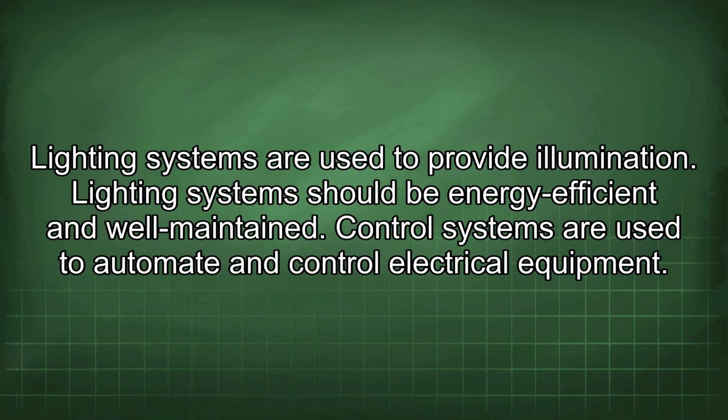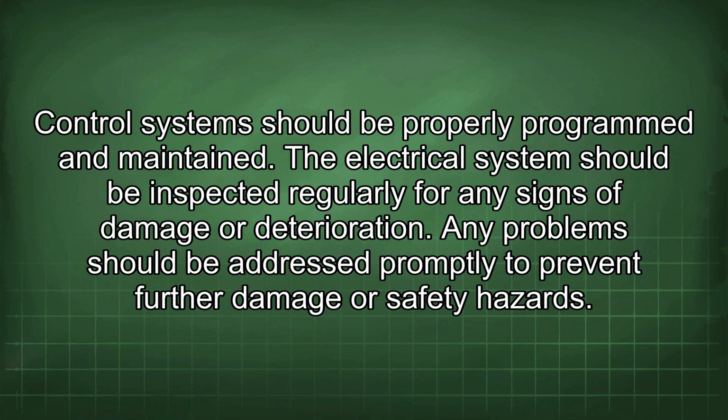Control systems are used to automate and control electrical equipment. Control systems should be properly programmed and maintained. The electrical system should be inspected regularly for any signs of damage or deterioration.